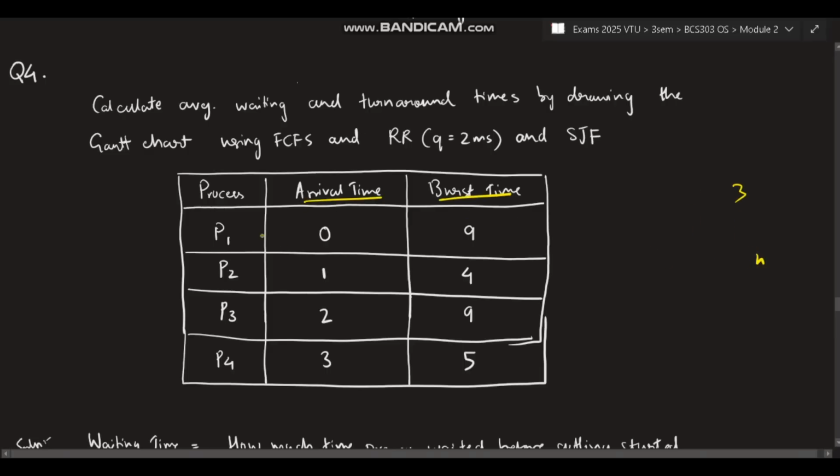Burst time is how much time P1 takes to execute: 9 seconds. How much time P2 takes to execute: 4 seconds. P3 takes 9 seconds and P4 takes 5 seconds. And they are all coming in the order P1 first, then P2, then P3, then P4. Now we have to use FCFS, RR and SJF. These three we have to use to calculate the waiting time and turnaround time. So let's have a look.